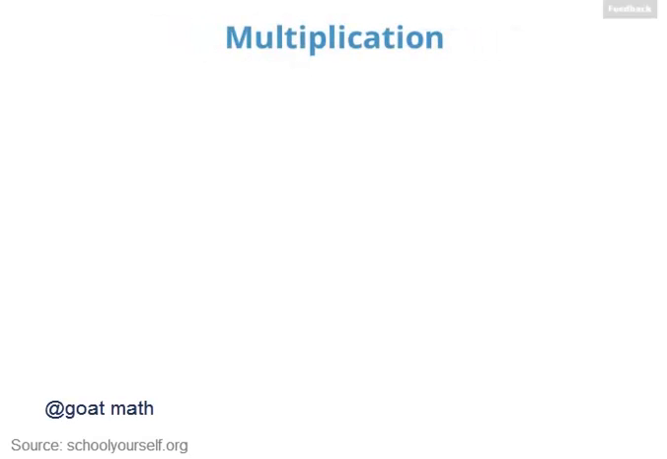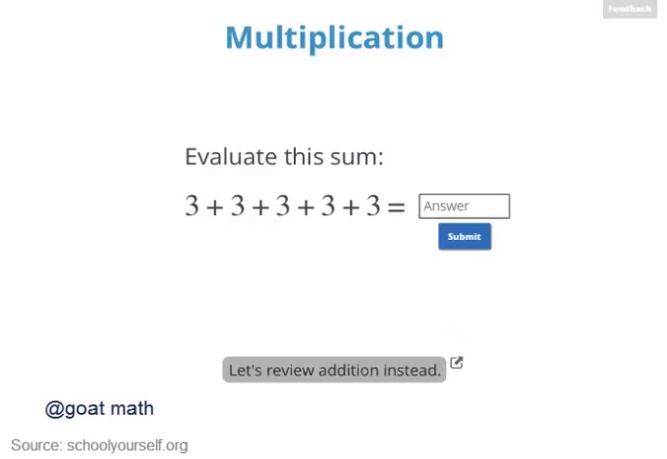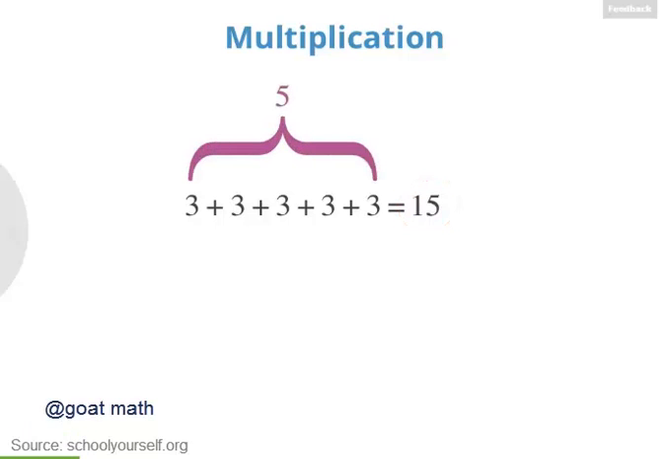Before we dive into multiplication, let's make sure you're comfortable with addition. Try evaluating this sum, 3 plus 3 plus 3 plus 3 plus 3. And to review, click down here instead. Right, so this sum is 15. In other words, when you add up a total of 5 threes, you get 15.